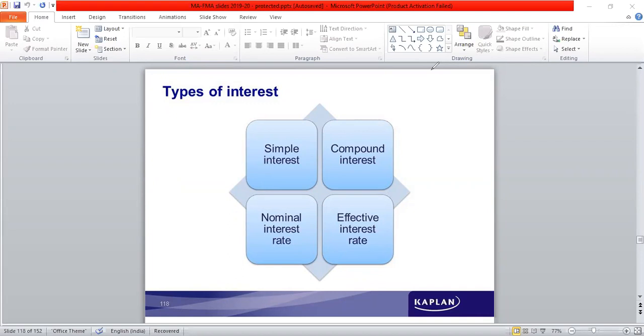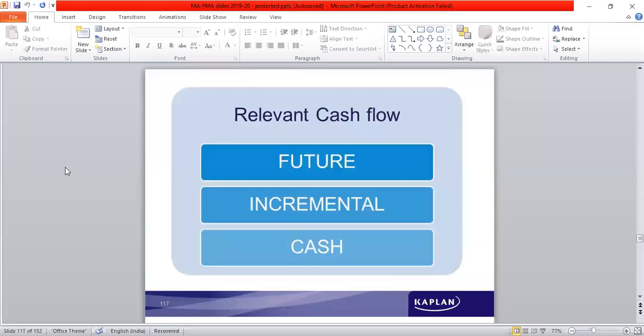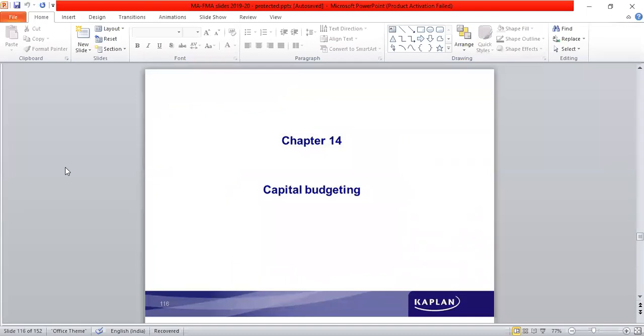in an organization, the first step that is considered is the raising of capital. Capital is raised. That's the first step.